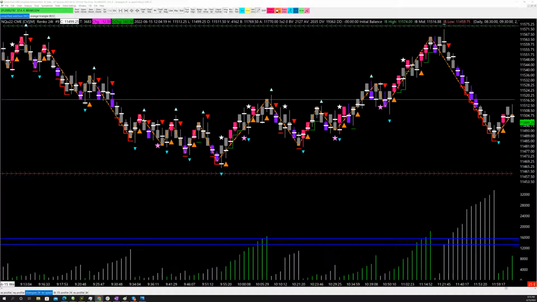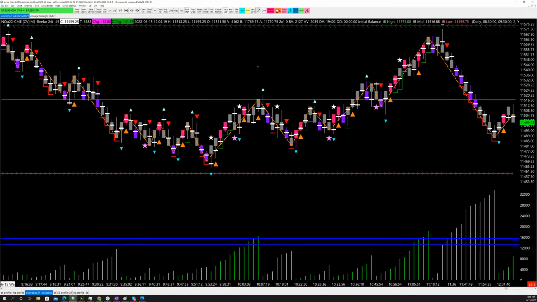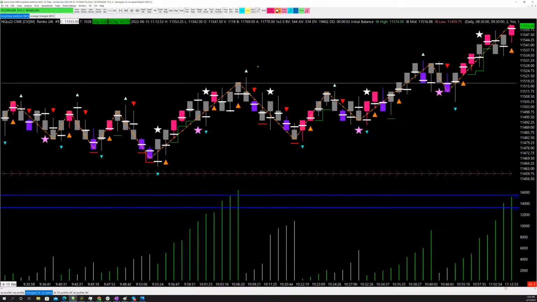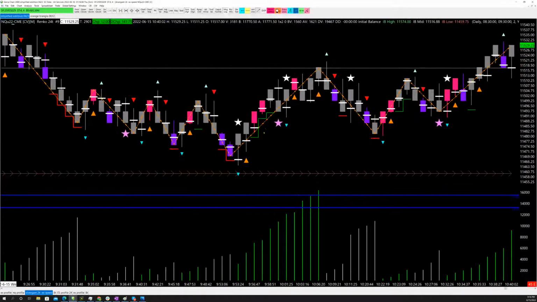Okay, so what is a two-bar combo and why am I looking for it? A two-bar combo is any two bars that have an algo. Let's break this out using today's example. It's any place where I have a purple bar, a pink bar, an orange triangle, a red triangle, or a star, white star or pink star. That's it. That's what you're looking for.